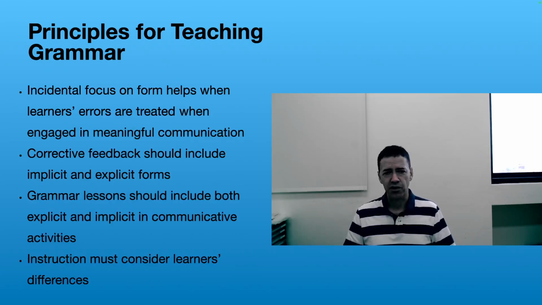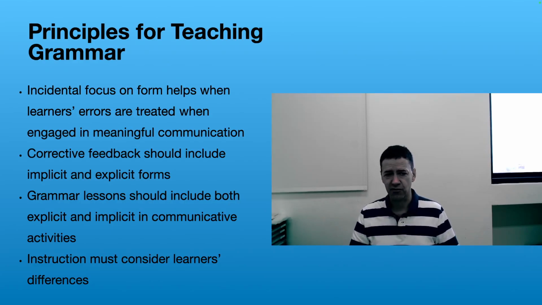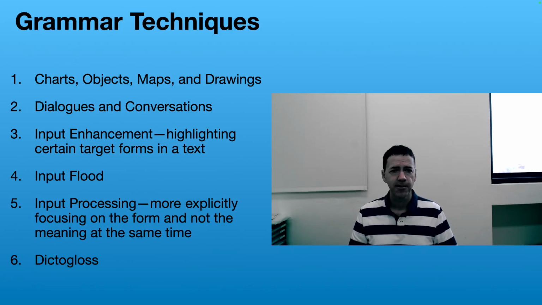Okay, incidental focus on form helps when learners' errors are treated while they are engaged in meaningful communication. Corrective feedback should include implicit and explicit forms. Grammar lessons should include both explicit and implicit instruction in communicative activities. And then instruction must consider learners' differences, of course. Some learners have different learning styles, different abilities, and you need to consider that.